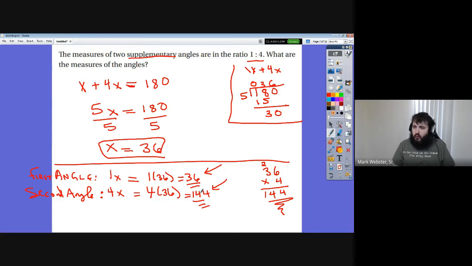36 and 144, those are the measures of the angles. That is your final answer, not x. All right, so just be aware of that. Be very, very mindful. All right.